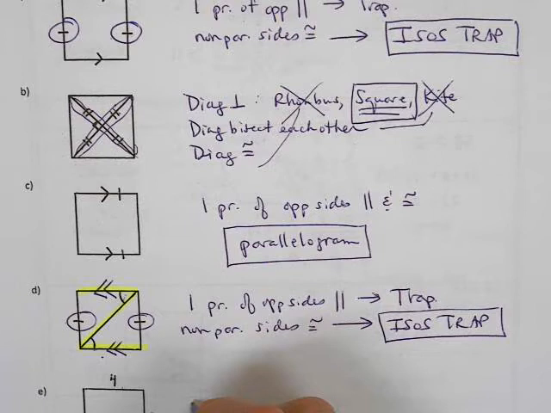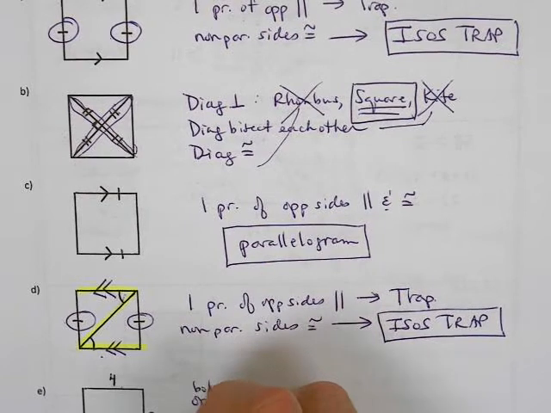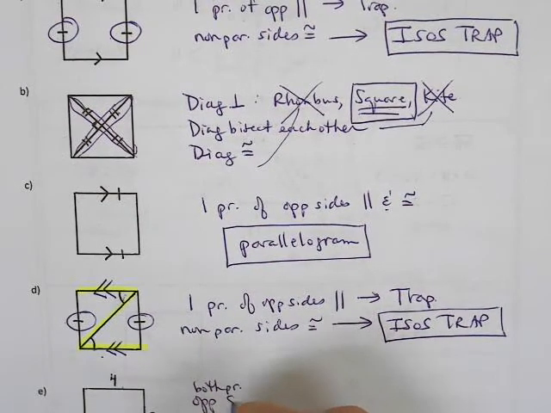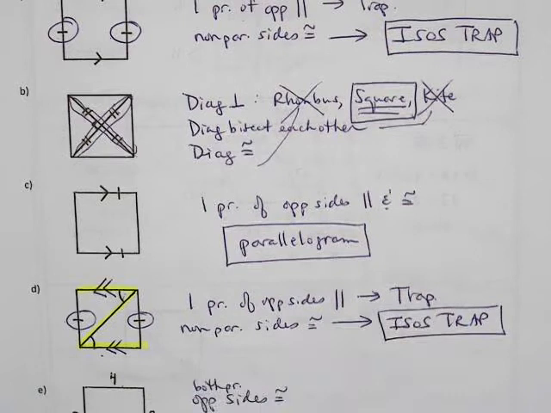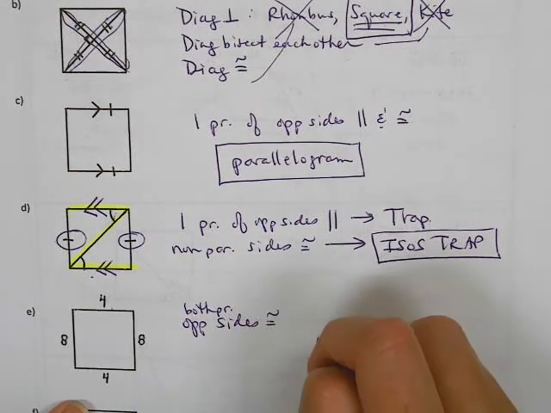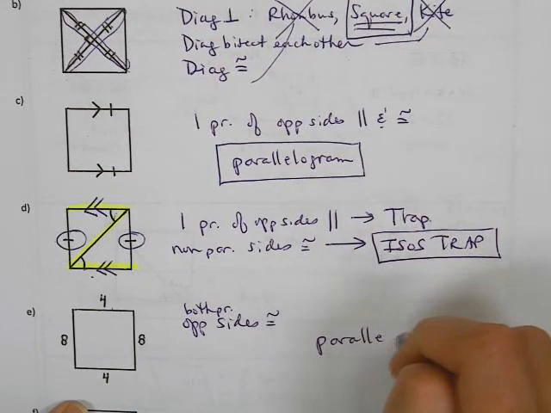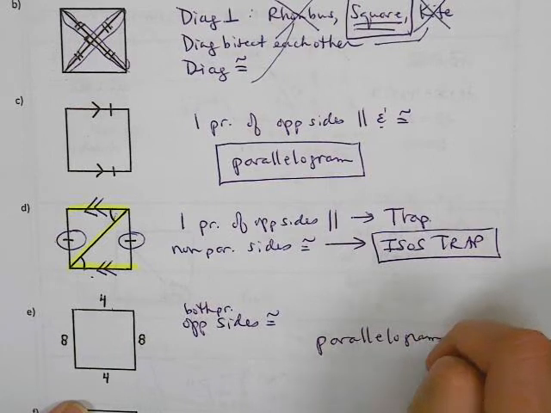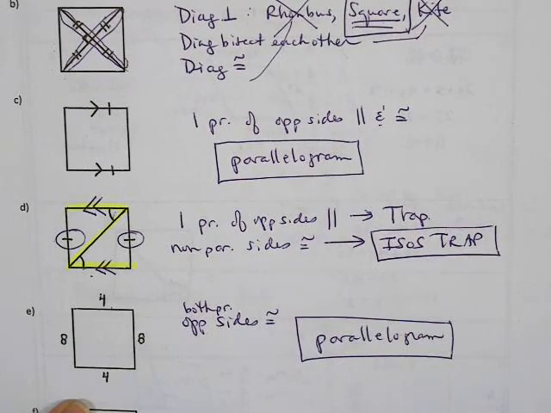Here I would say all I know is that I have both pairs of opposite sides congruent. Both pairs of opposite sides congruent. That should also ring a bell from the last section, right? If both pairs of opposite sides are congruent, we have a parallelogram. I don't know anything more. I don't know anything about right angles. It's certainly not a rhombus because they're not all the same.